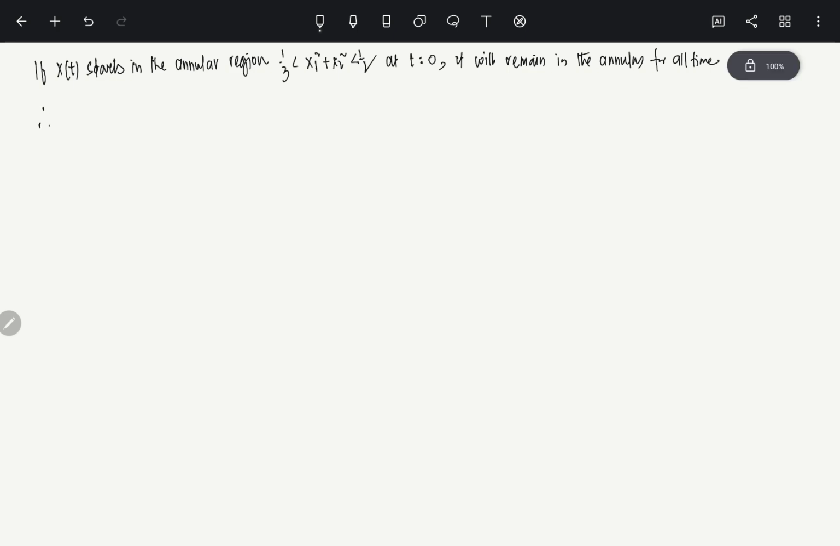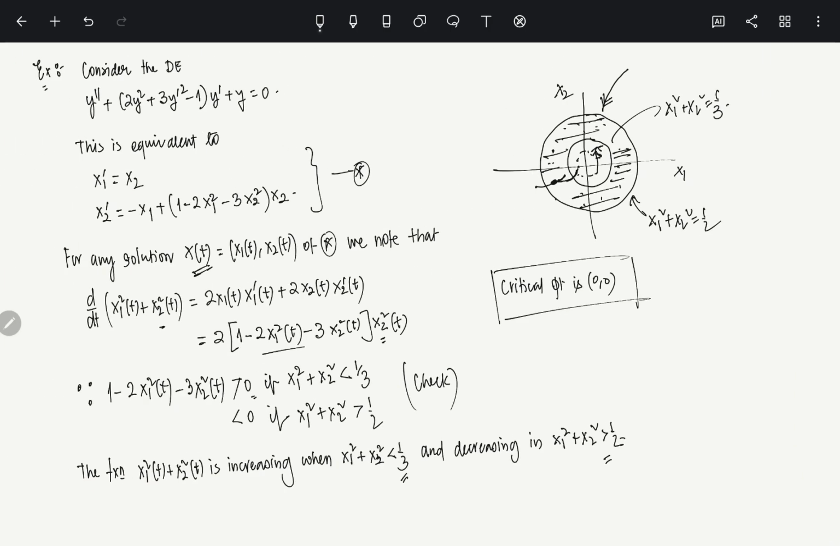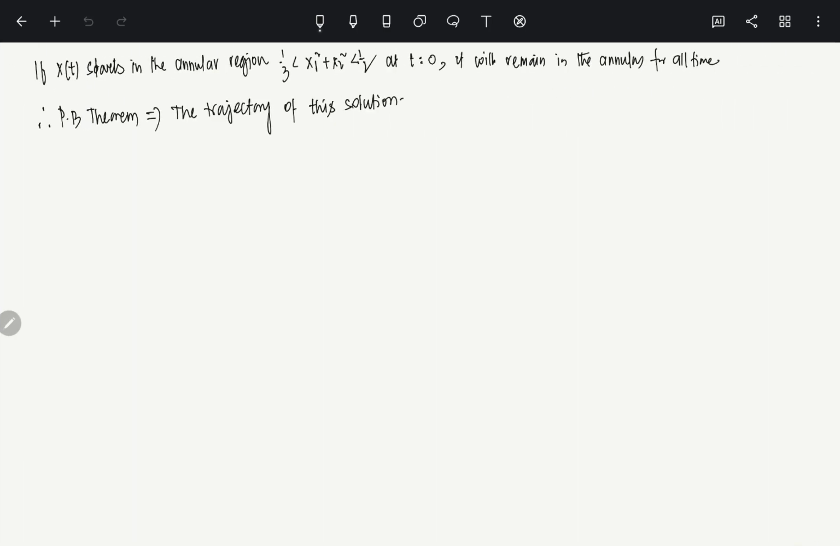So the Poincare-Bendixson theorem implies that the trajectory of this solution, which solution? The x of t which we started out with. We started out with this solution x of t. Now this solution must spiral into a simple closed curve.